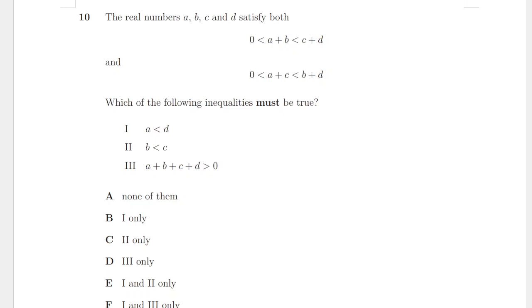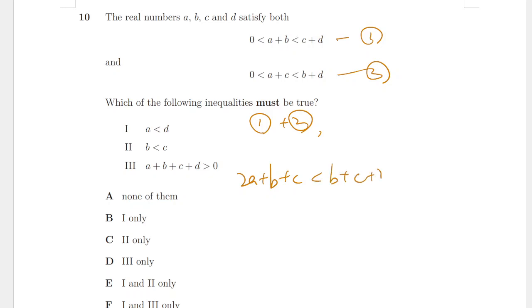Okay, so I'm going to give you a proof. So first thing I'm going to do is that I'm going to add the two inequalities. Okay, so let's say this is equation 1, this is equation 2. I'm going to add them up. 1 plus 2, then what do I get? 2a plus b plus c less than b plus c plus 2d.